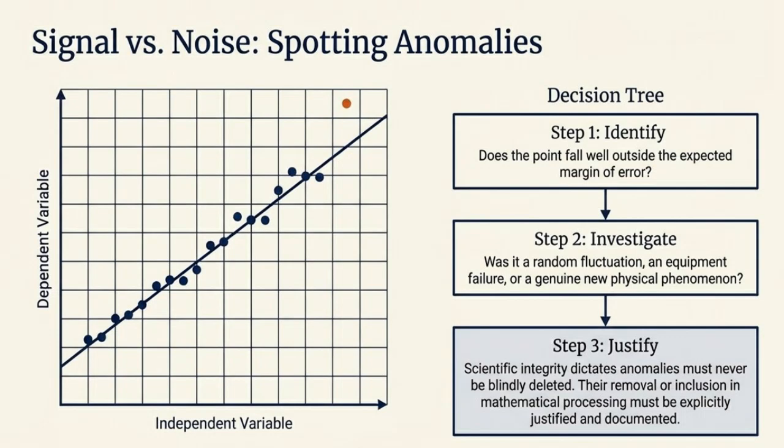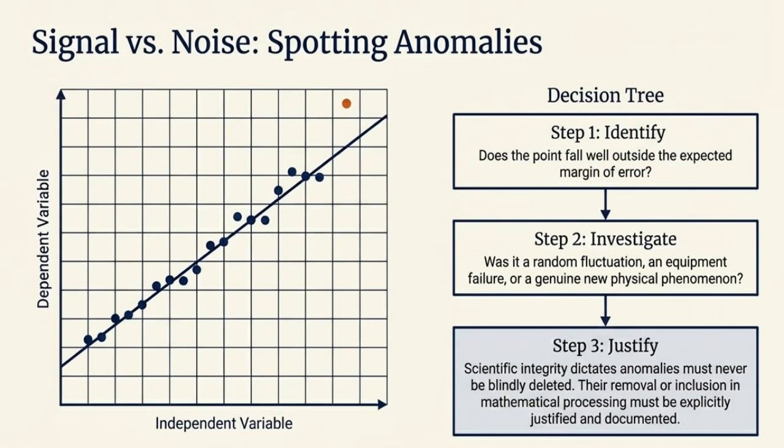Now, let's focus on how to distinguish signal from noise by spotting anomalies in data. When we look at a graph like this one, most data points align closely with the expected trend. However, that one point way off to the upper right signals something unusual. The process for dealing with anomalies involves 3 key steps.